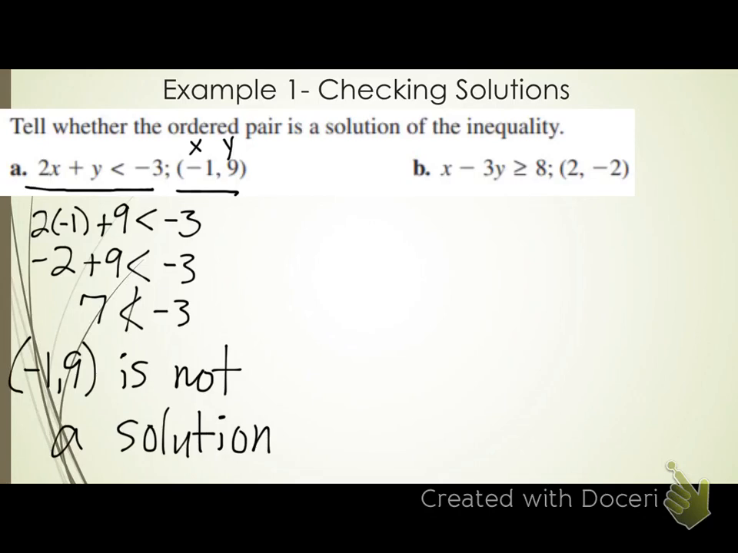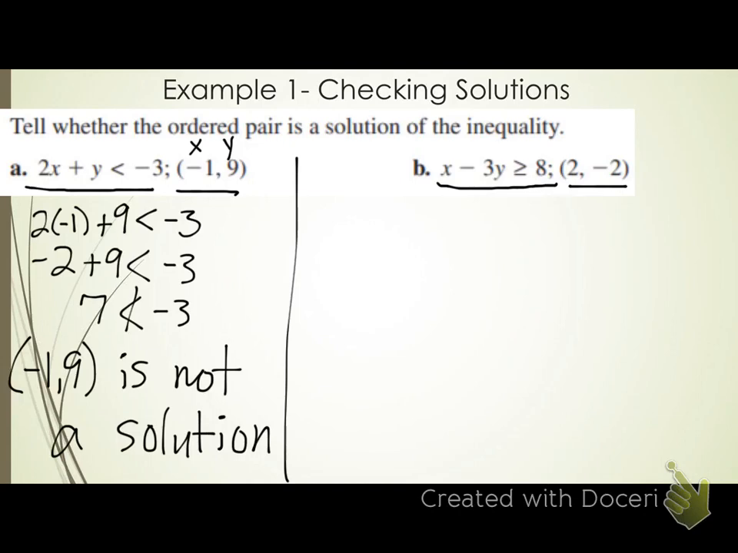Questions about that? You okay with that concept? Okay, letter B gives us the inequality x minus 3y is greater than or equal to 8, and wants us to tell if 2 comma negative 2 is a solution to that inequality. Same concept as letter A, right? Plugging in values for x and y and working it down.